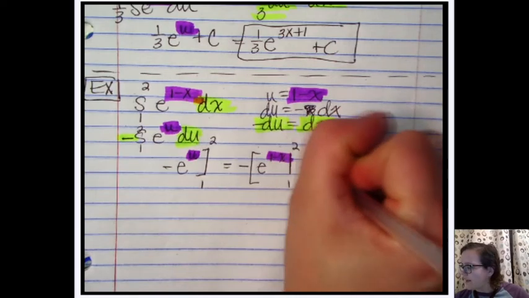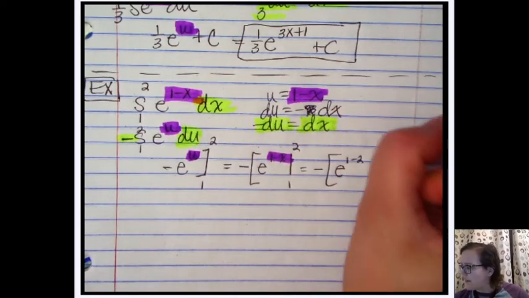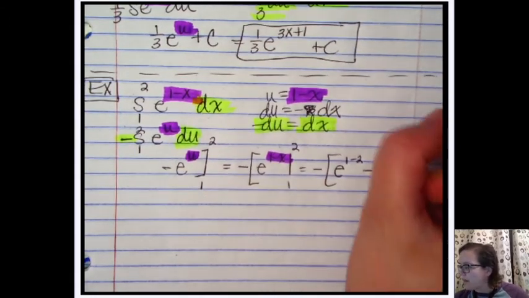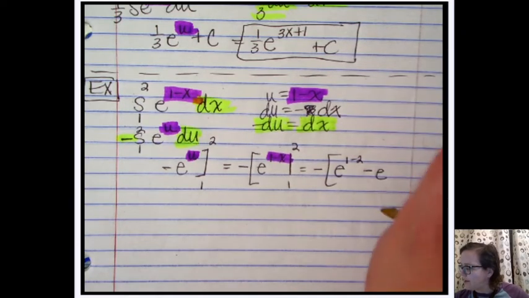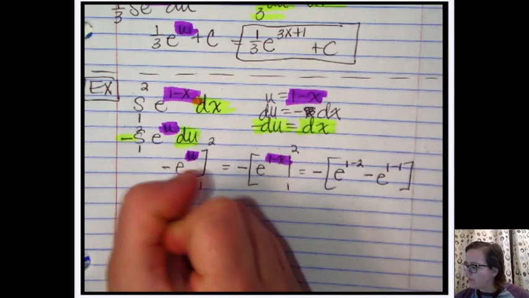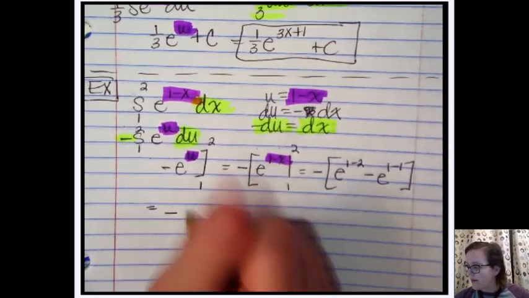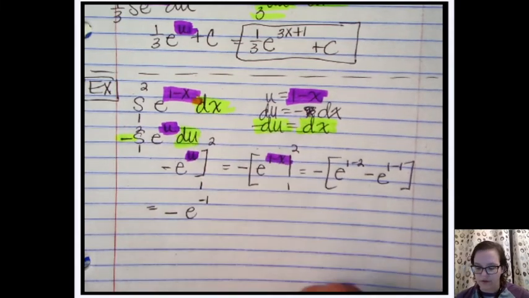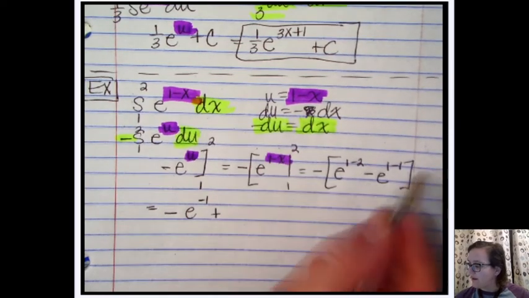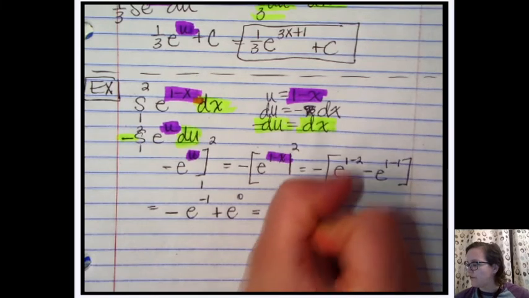Okay. So we have a negative, and then we have e to the 1 minus 2. And then there's always a minus when you do your top limit minus your bottom one. So minus e to the 1 minus 1. And so if I simplify, I have a negative out here. E to the 1 minus 2 is a negative first. And then we have a minus that turns into a plus, and we have e to the 0. So this becomes e to the negative first.